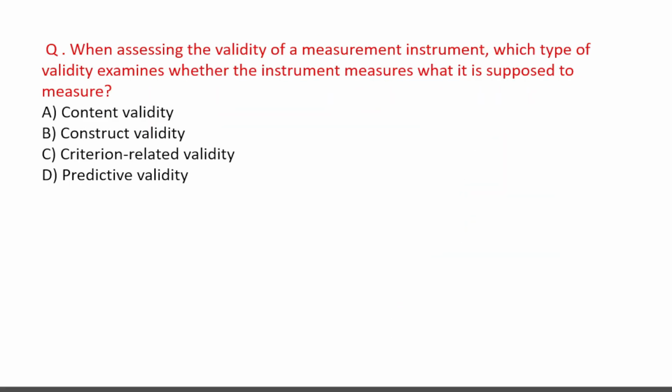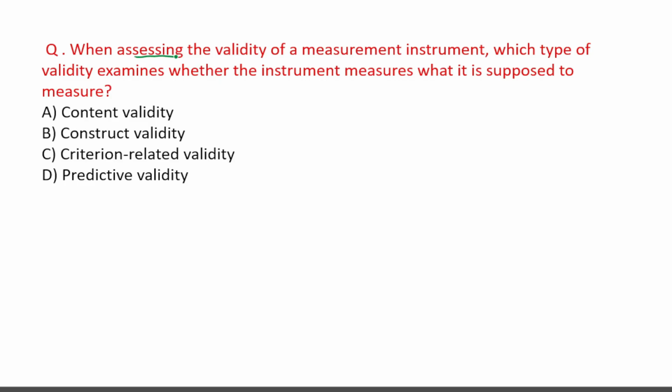See this question. When assessing the validity of a measurement instrument, which type of validity examines whether the instrument measures what it is supposed to measure? The options are A. Content validity, B. Construct validity, C. Criterion related validity, or D. Predictive validity.